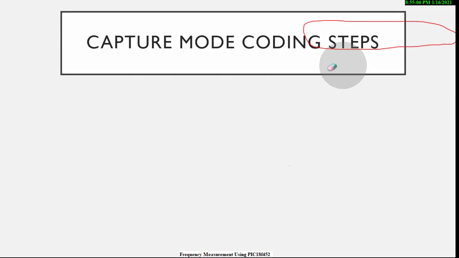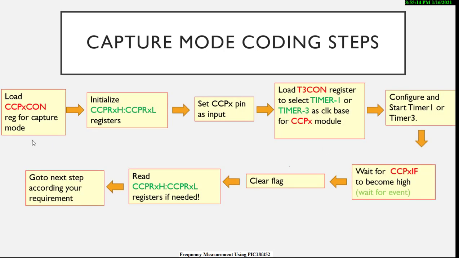Now let's move toward the capture mode coding steps. How to use the CCP module in capture mode and how to write code for it. First of all, we have to load the CCPXCON register to tell the PIC microcontroller in which mode we are going to use the CCP module. Then we have to initialize the capture register as 0. Then we have to use the CCPX pin as an input pin. Then we have to load the timer register to select whether we are using timer 1 or timer 3 as a base timer, and then we have to configure and initialize the selected timer.